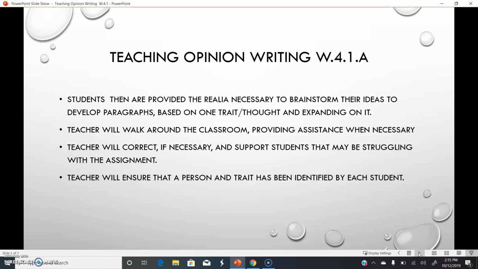I would help them correct and provide supports that they may need. And I also ensured that everybody had a person and a trait. So if for some reason your student does not have that, please help them do so. And please provide the supports without doing their assignment.